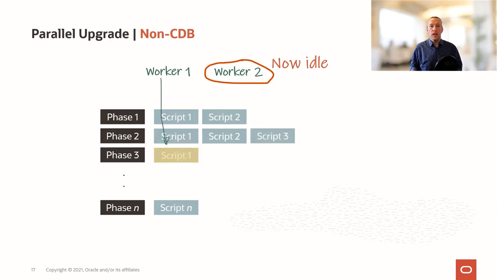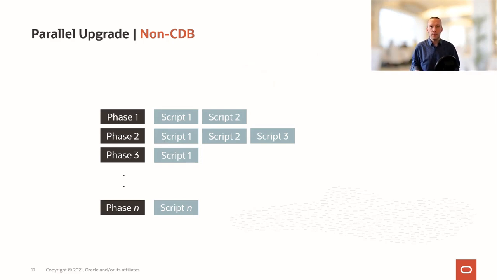In the next phase, there's only work for parallel process or worker number 1, because there's only one script in this phase. It's a serial phase. So again, worker 2 is just sitting there and idling. So even though you add more parallel processes to an upgrade, you might not see that it scales linearly because there are times when some of the parallel processes are idle.